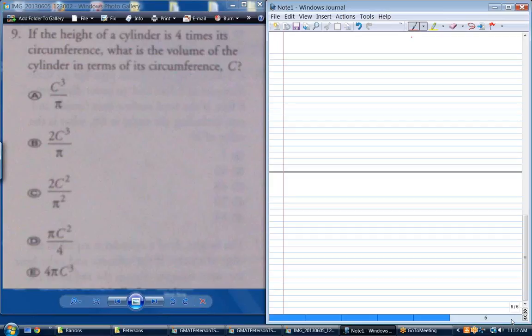What is the volume of the cylinder in terms of its circumference? C. Well, the volume of a cylinder is pi r squared times height. The area of the base times the height, which is useful to look at it like that. And what's the other equation you know?